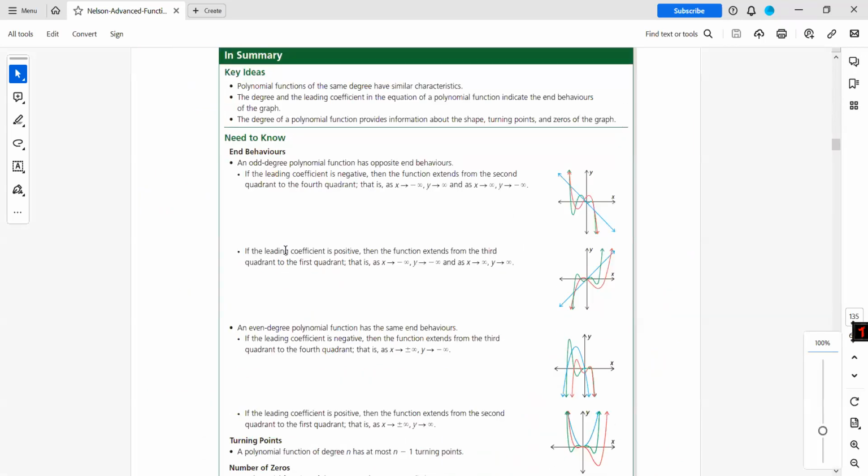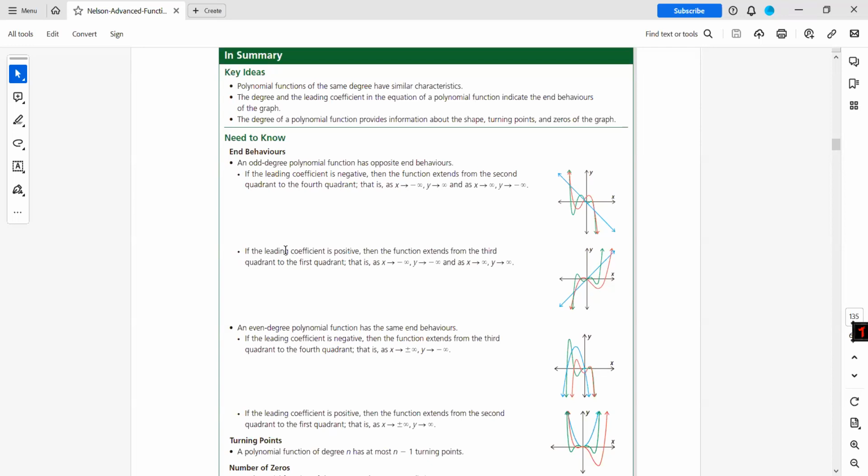And finally, the summary. The key ideas. Polynomial functions of the same degree have similar characteristics. The degree and the leading coefficient in the equation of a polynomial function indicate the end behaviors of the graph. The degree of a polynomial function provides information about the shape, turning points, and zeros of the graph. What do you need to know?